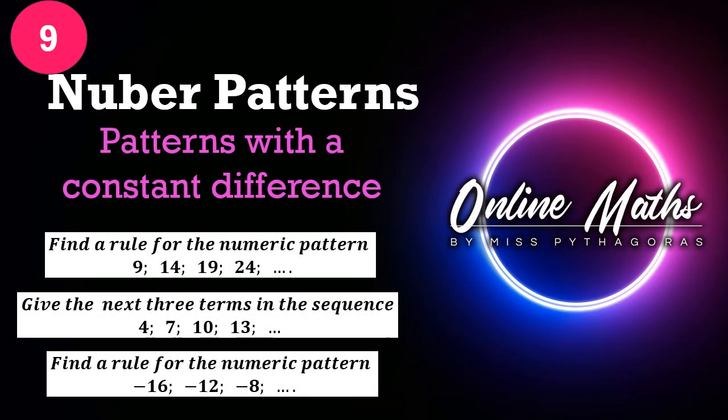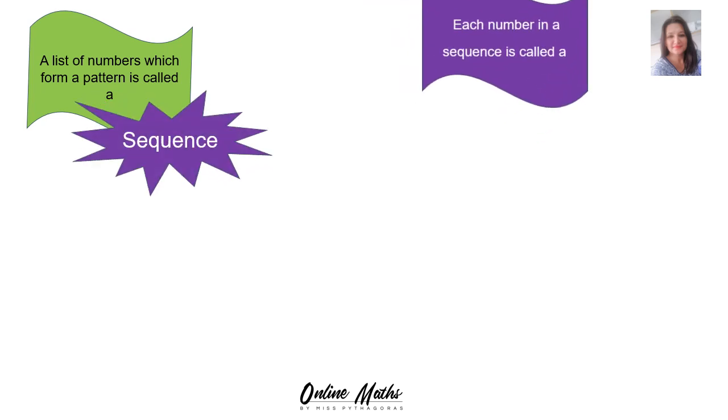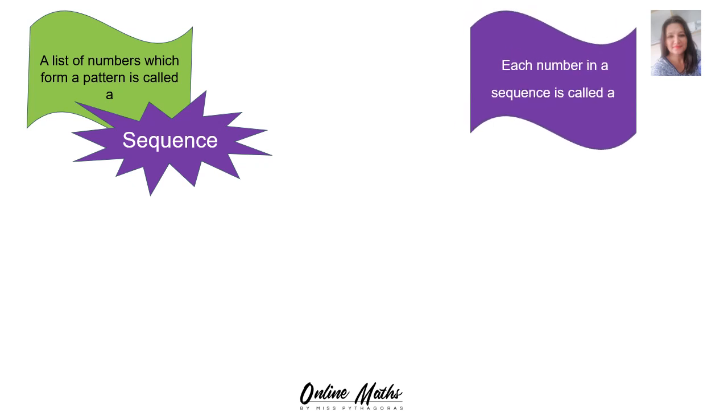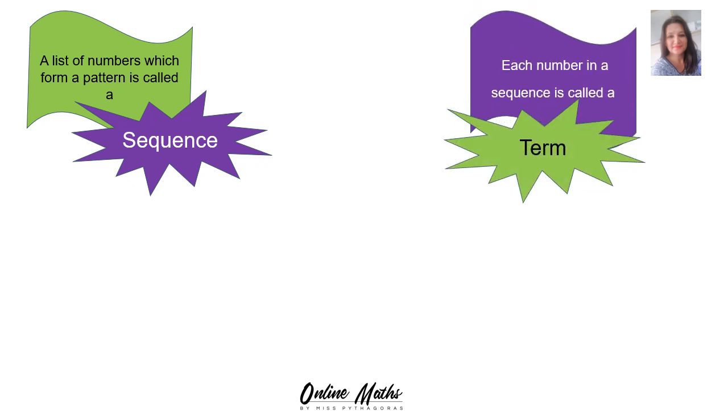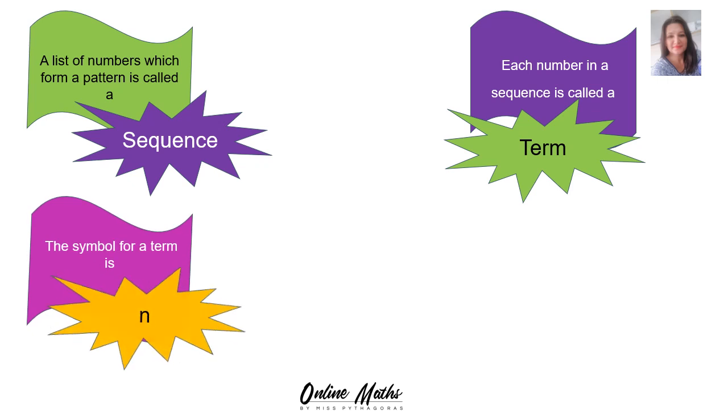Hello everybody. In this lesson I will discuss patterns with a constant difference. A list of numbers which form a pattern is called a sequence. Each number in a sequence is called a term. The symbol for a term is n.